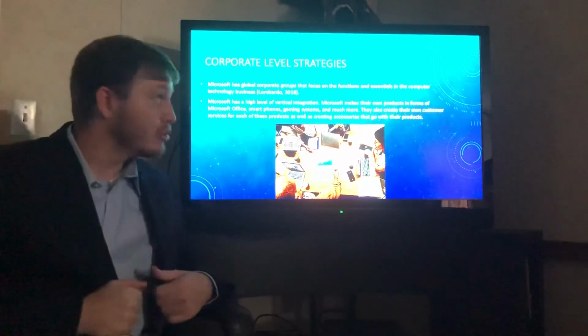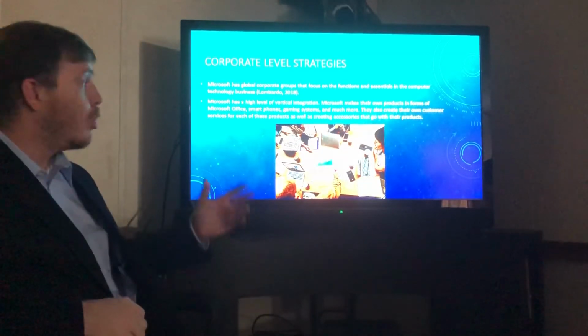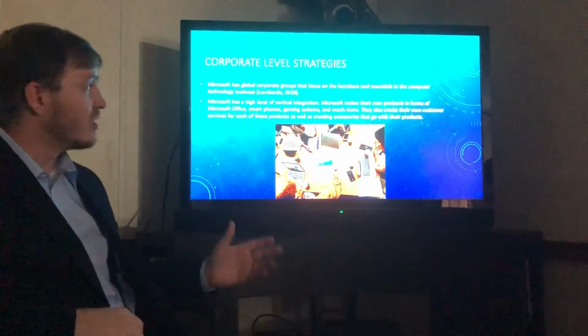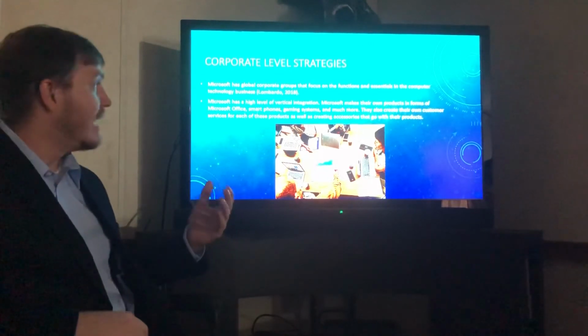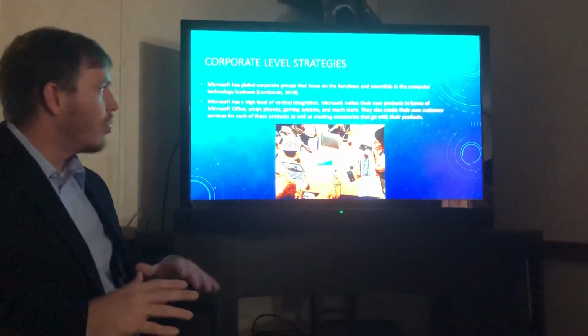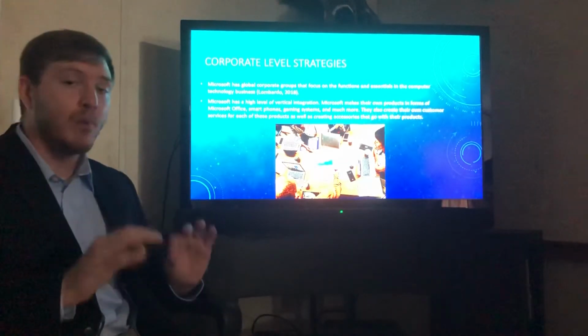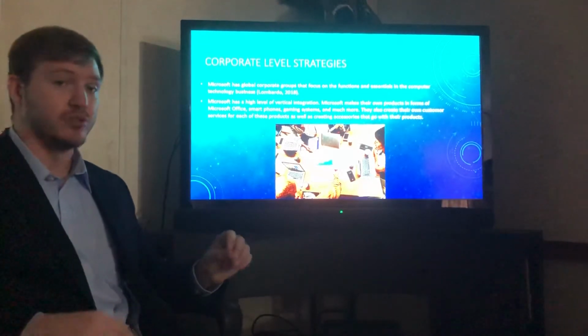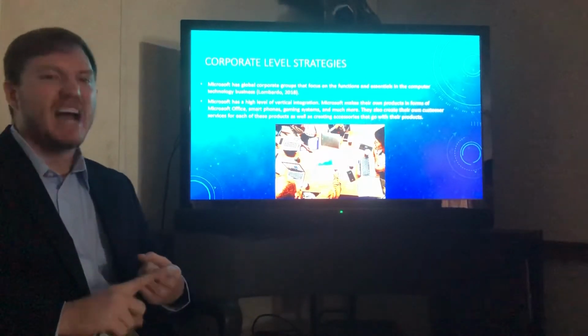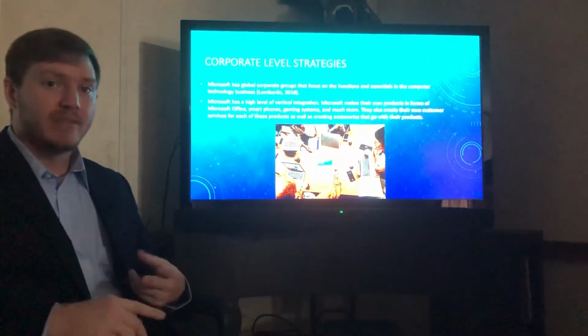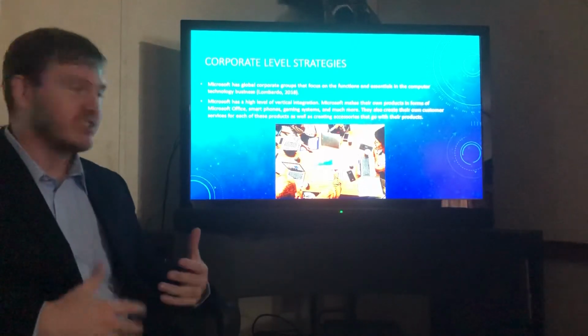Some of the corporate level strategies. They have global corporate groups that focus on the functions and essentials in the computer technology business. So they have groups located around the world whose sole purpose is to focus on the essentials in the computers that consumers want, such as how to make a computer faster but cheaper, so people don't have to wait as long for loading times and things such as that.